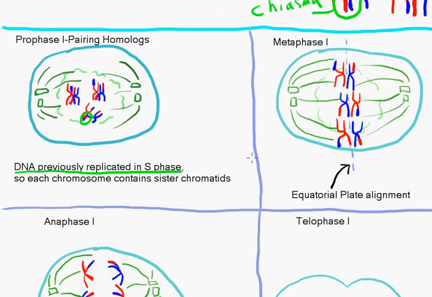So we'll move on to metaphase 1. This is where the chromosomes or homologs will line up along the equator, and the centromeres will send out rope-like structures to attach to them to keep them aligned.